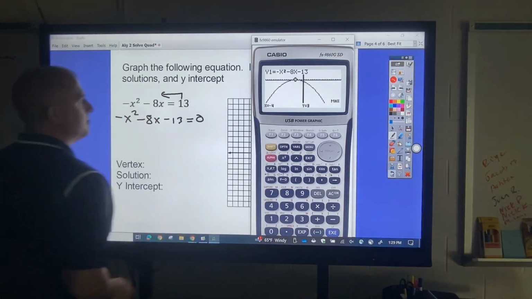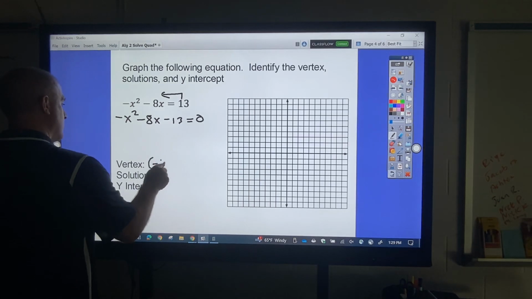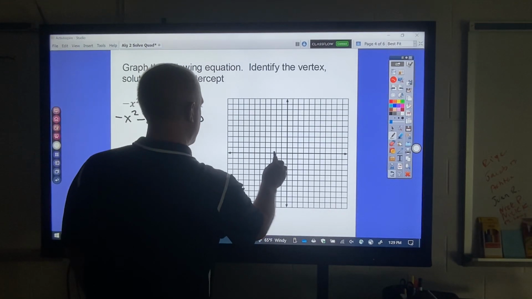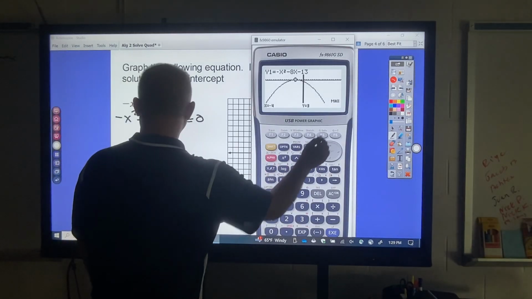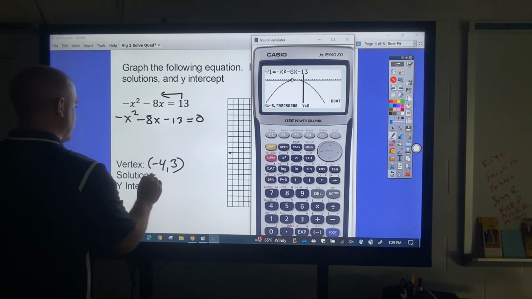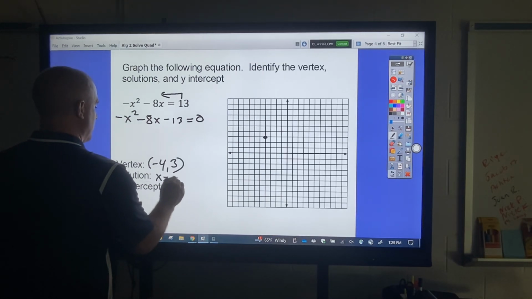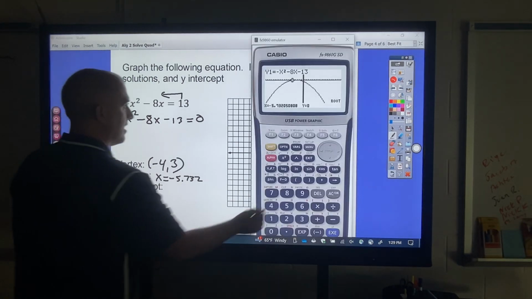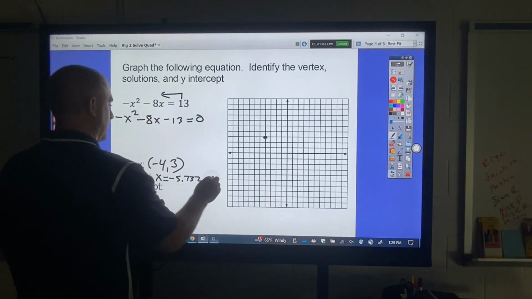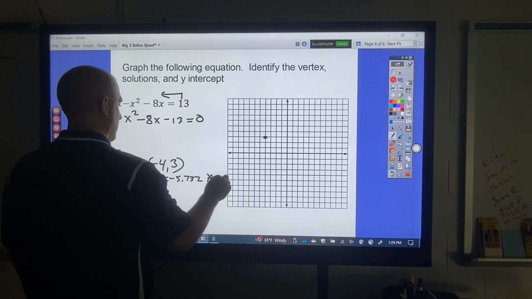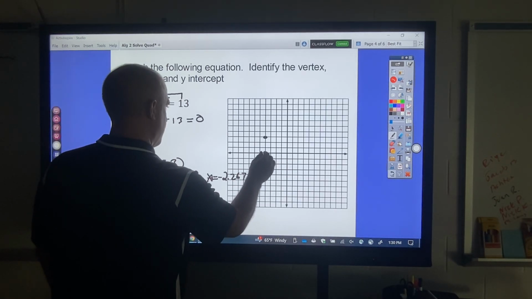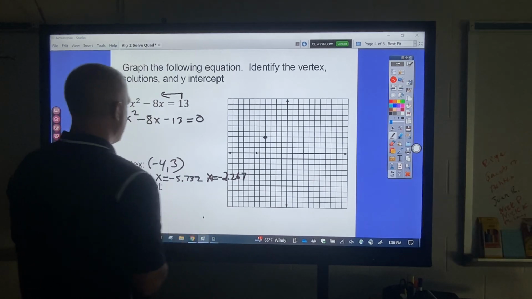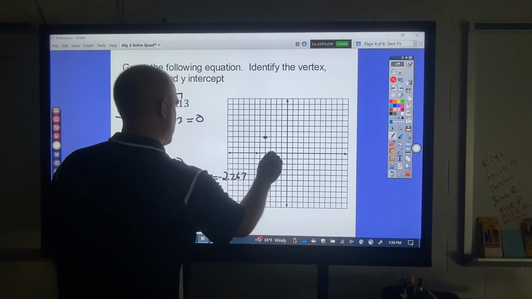So G-solve, let's find my vertex. Now that would be a maximum. That's negative 4, 3. So 1, 2, 3, 4, 1, 2, 3. Then I want to do G-solve root. One of the roots is negative 5.732. Then if I hit over, the other one is negative 2.268. So 1, 2, 3, 4, 5. So about right here, this is all an estimate. 1, 2, right about here.